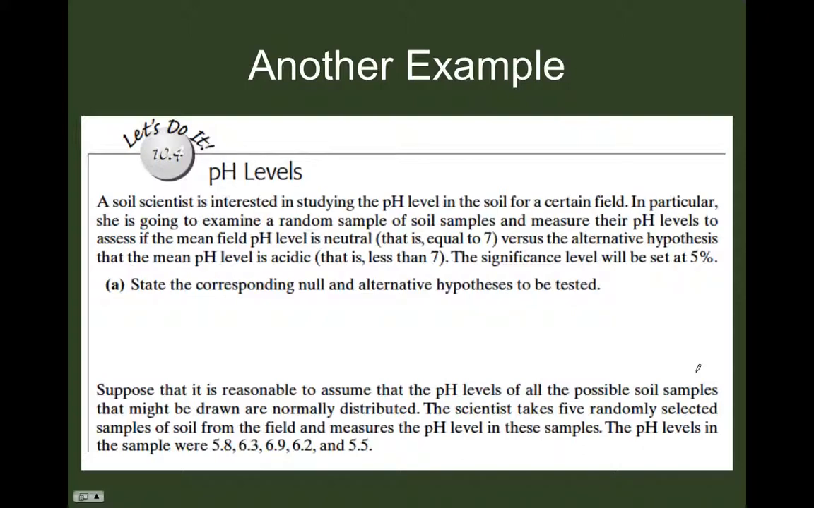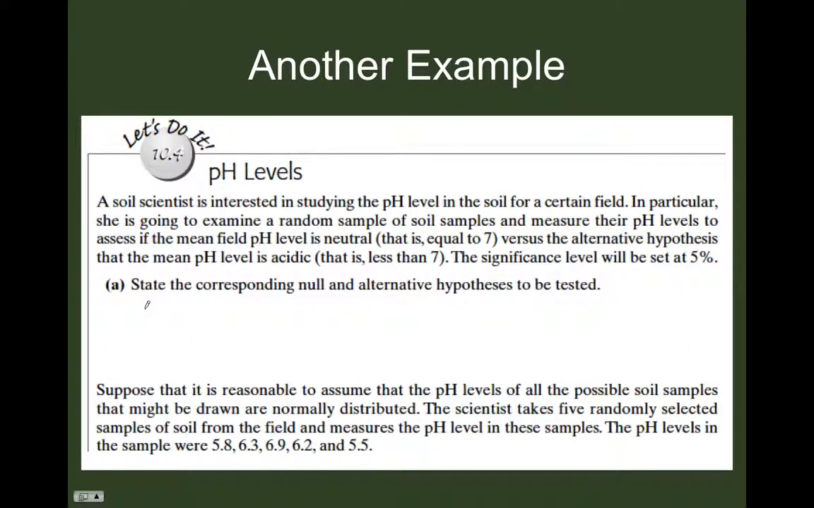So in this example, a soil scientist is interested in studying pH level in soil for a certain field. In particular, she's going to examine a random sample of soil samples and measure their pH levels to assess if the mean field pH level is neutral versus the alternative that the mean pH level is acidic. And we're told alpha is going to be 5% here, okay?